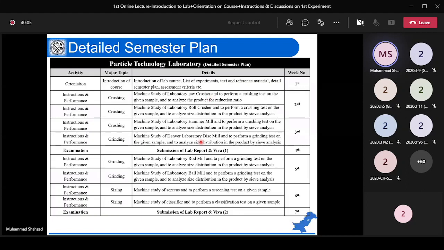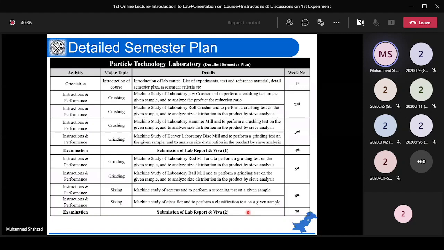So in the fourth week, there is going to be a viva and submission of the lab report of the four experiments, right? And then after that, in the fifth week, we will perform two grinding experiments, and in the sixth week, we will perform sizing experiments. Then in the seventh week, there will be a viva and submission of the lab report, and your lab is done.